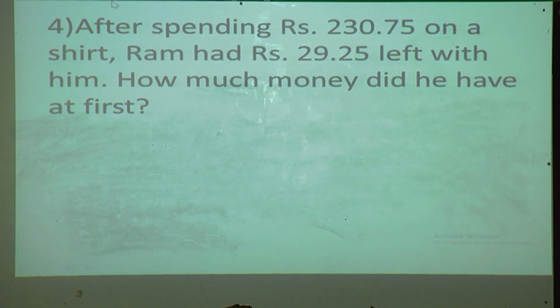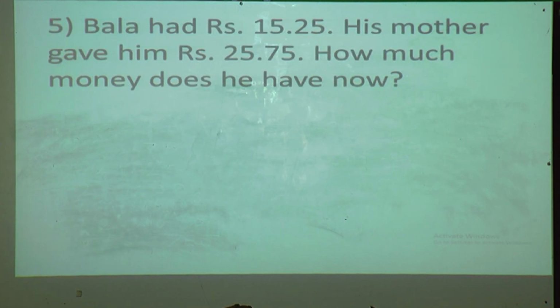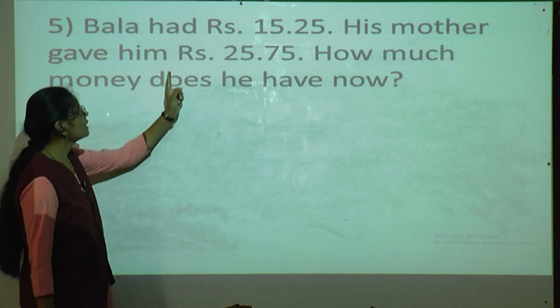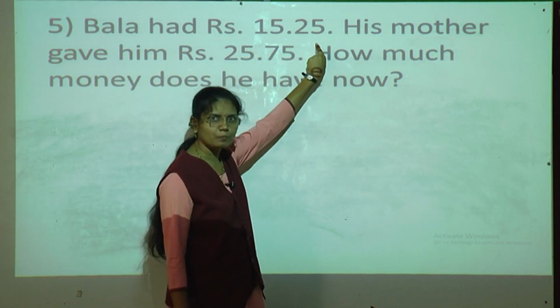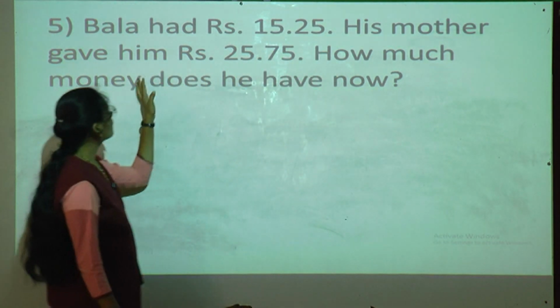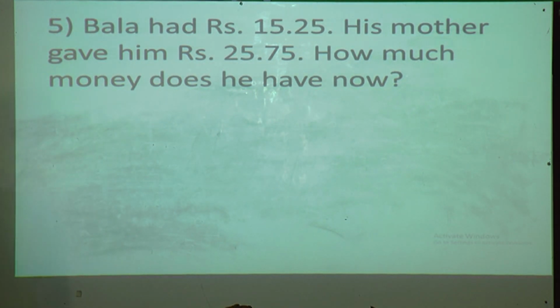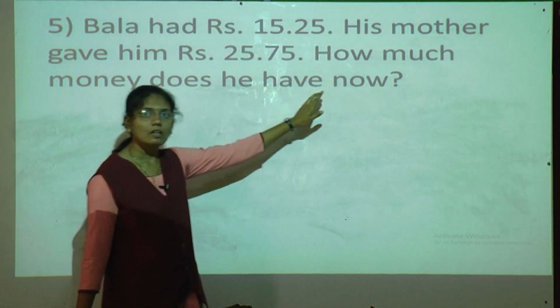Now see the next example, fifth number. Bala had rupees 15.25. His mother gave him rupees 25.75. And the question is, how much money does he have now? See, initially he had rupees 15.25. Again his mother gave him rupees 25.75, and the question is, how much money does he have now?